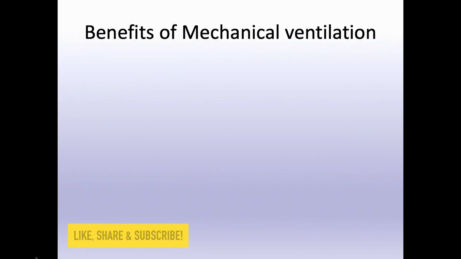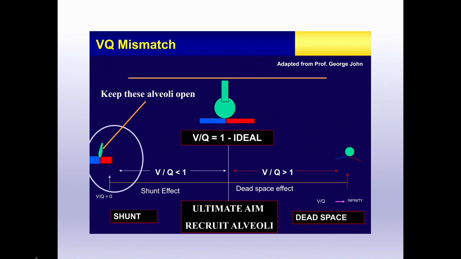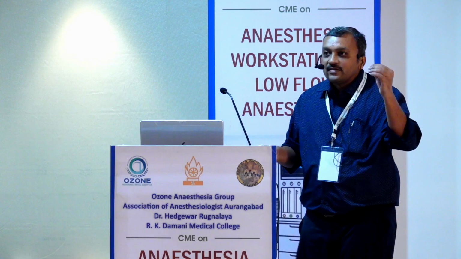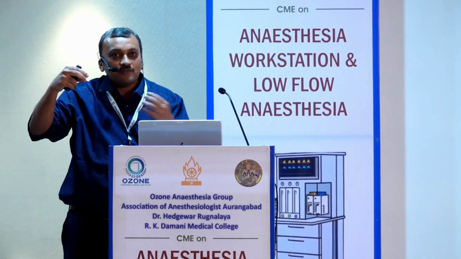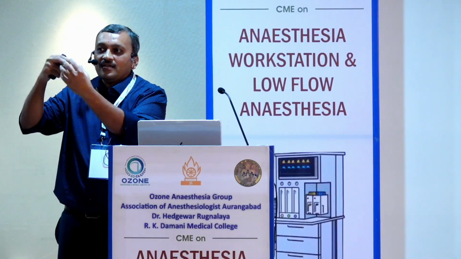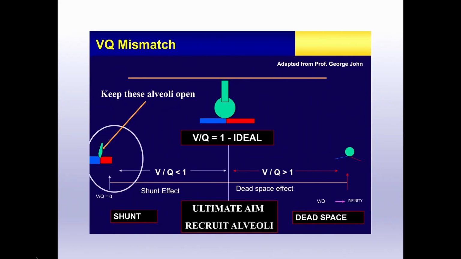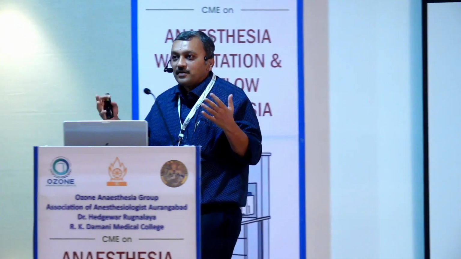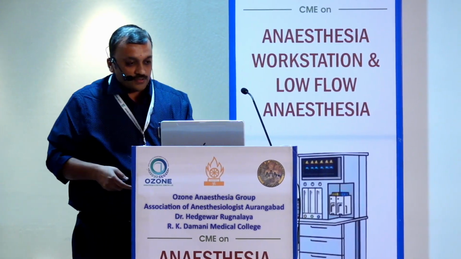So benefits of mechanical ventilation: it improves gas exchange and decreases the work of breathing. Now this is very important for all of us to understand. VQ ideally, that is ventilation perfusion. The air going into the alveoli should match the blood supply going to that alveoli from below, and that is what we say VQ will be 1. Where your alveoli are collapsed, that is the place where ventilation will try to open it up. So it is useful for shunt, not for dead space.